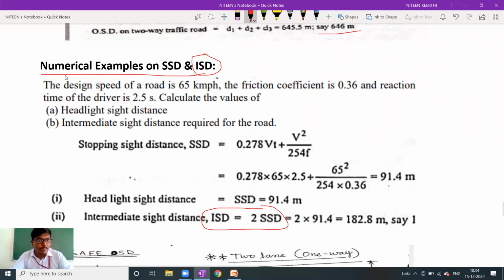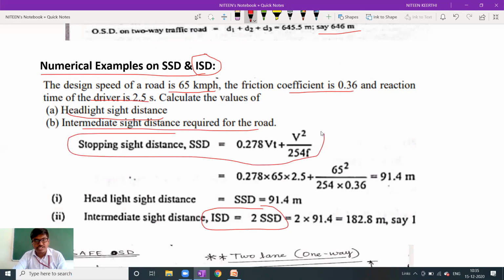Here in the numerical example, the design speed of a road is given as 65 kmph. The friction factor is f = 0.36. The reaction time of the driver is 2.5 seconds. Calculate the headlight sight distance, nothing but stopping sight distance I can say, and the intermediate sight distance required for the road. So for stopping sight distance, this is the formula.